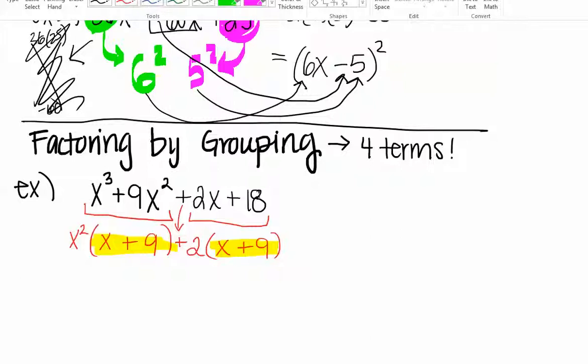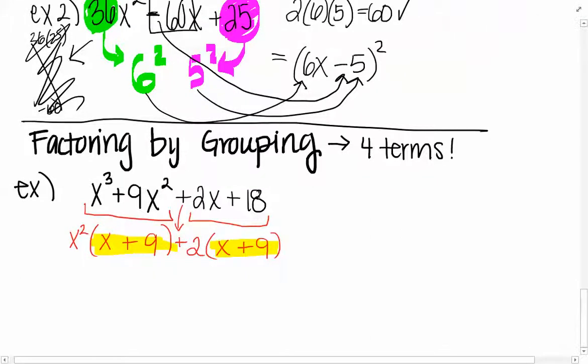Now this is where it's a little weird. You can have a GCF that's not just a number or a monomial, it can be a binomial GCF. And so we are going to factor out that GCF. Now it's going to make more sense if I show it to you as if it's not a binomial but something else. So I'm going to replace x plus 9 with a. So I'm going to just say x plus 9 equals an a. So when I replace the a here, I'm going to get x squared times a. I replaced this with a plus 2 times a.